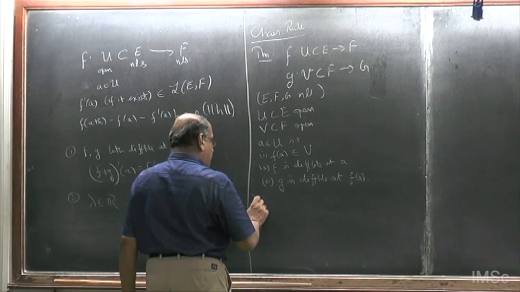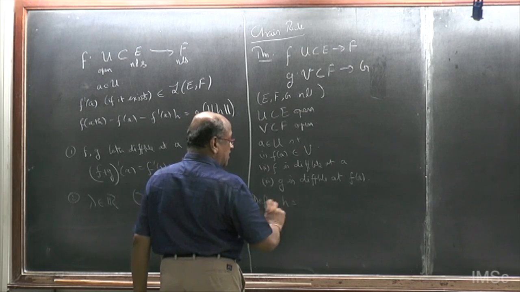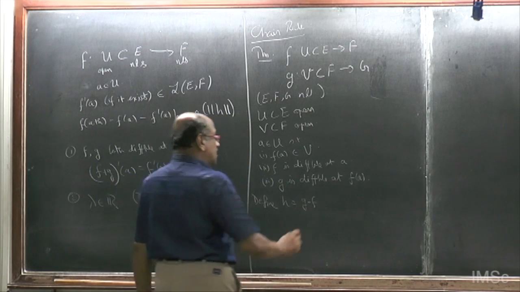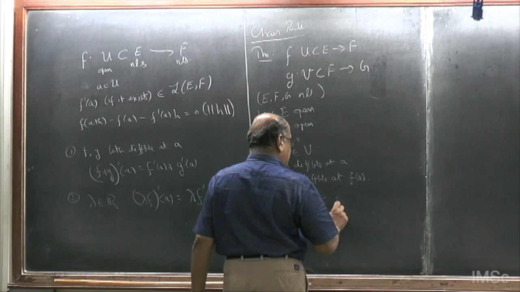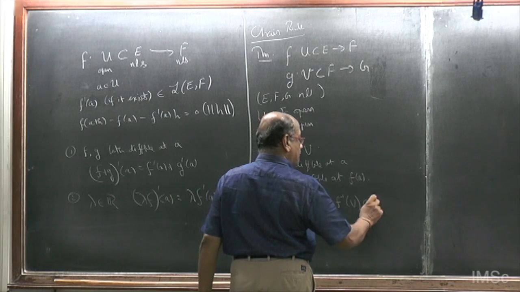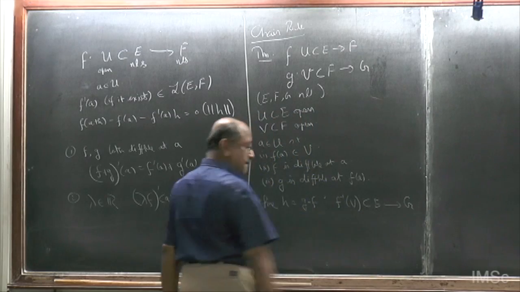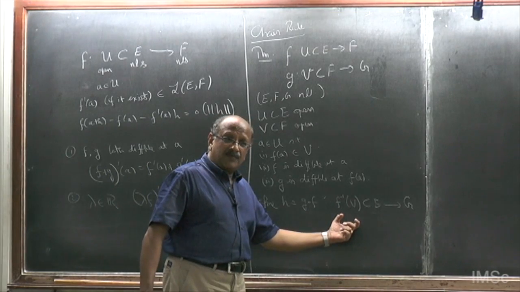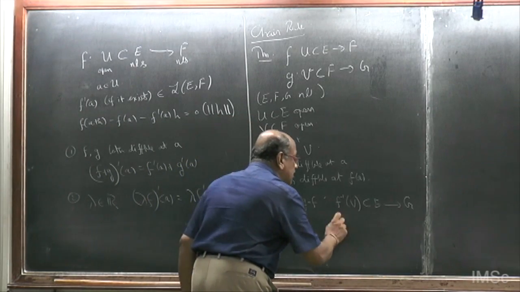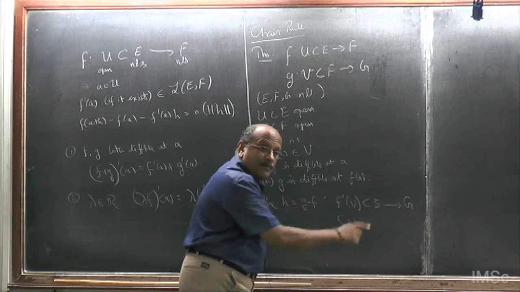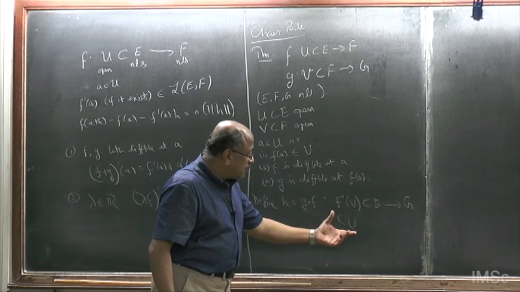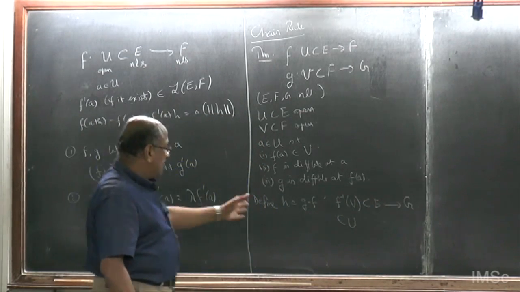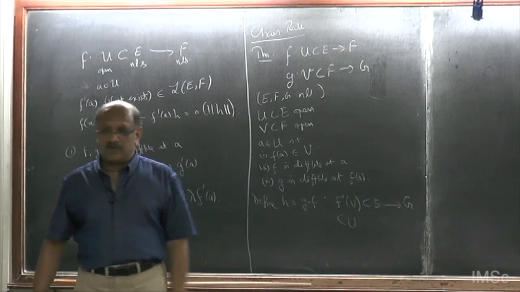Then define h equals g composed with f on the set f inverse of V. f inverse of V, the inverse image of an open set, is open for a continuous map, and this is of course contained in U. So from this set I can define the composition map, because everything will go into V, and V I can compose with g.